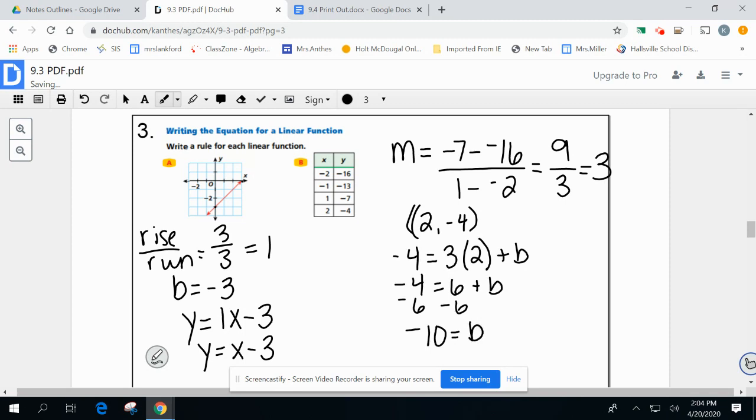So then I need to make my equation. So y equals 3x minus 10 would be my equation.